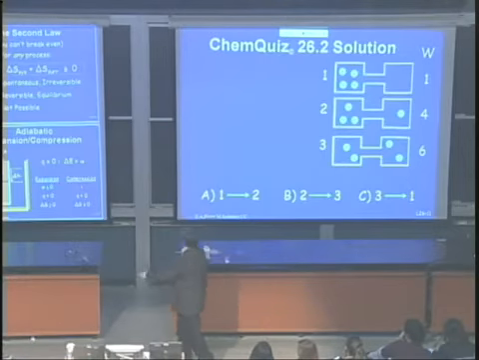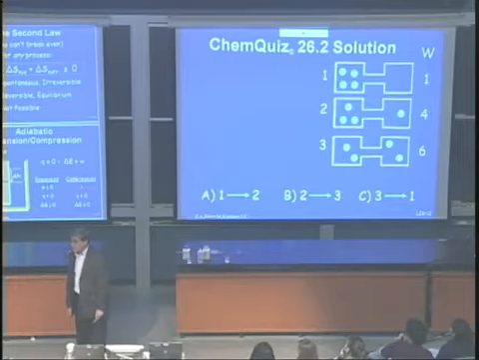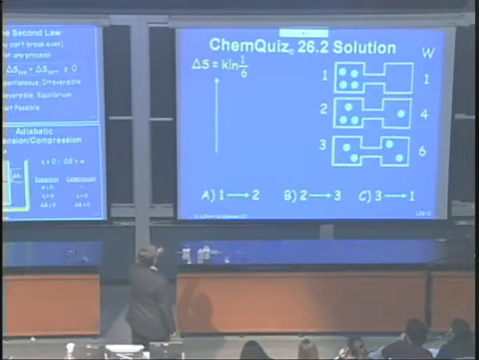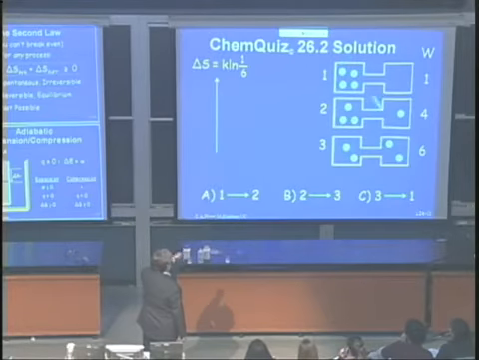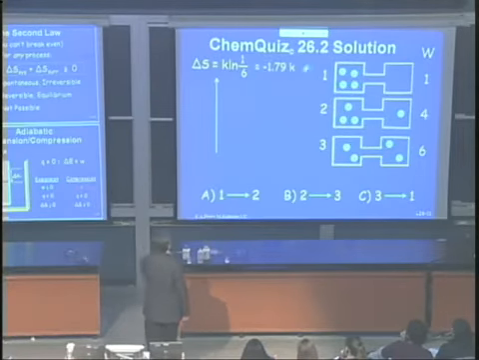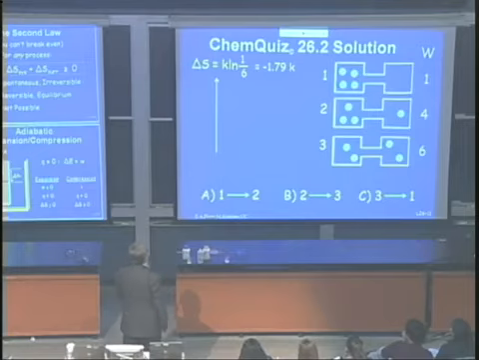So what is S? S is K times ln of the probability. We go from 3 to 1: S is K times ln 1 minus K times ln 6. This is minus 1.79 K. All right, this is not a very large number, so delta S must be large.